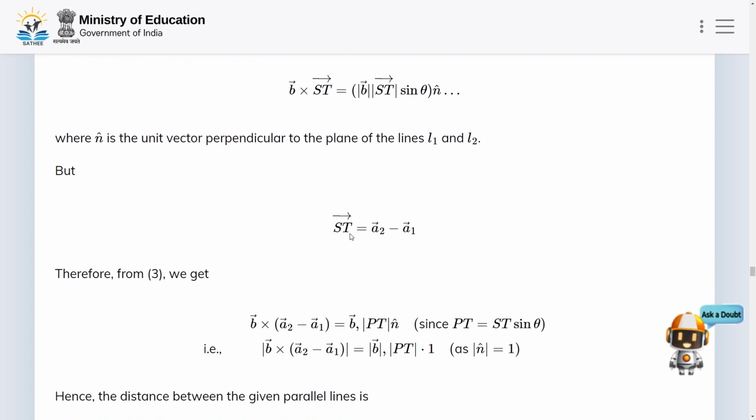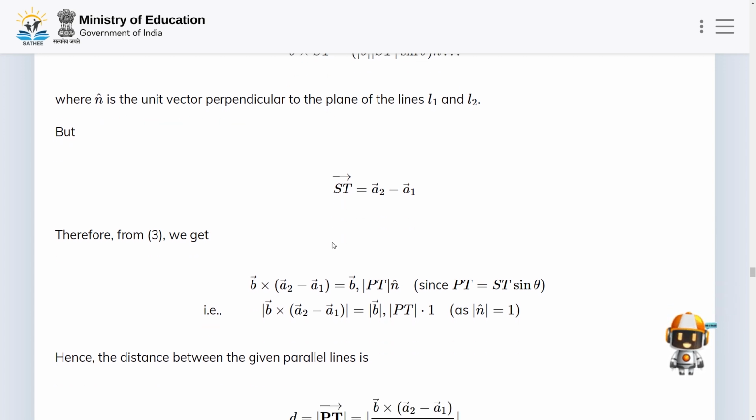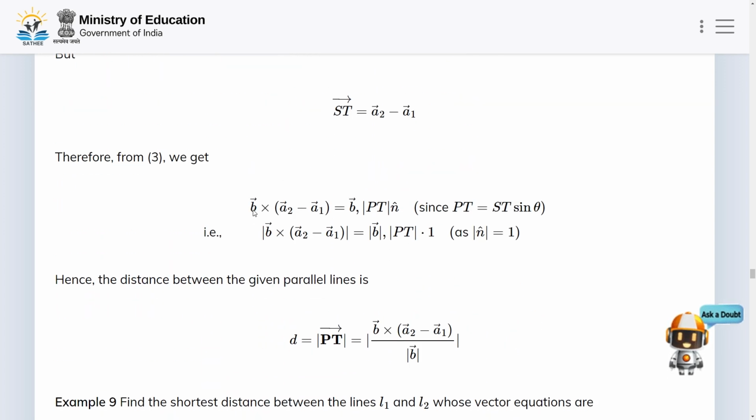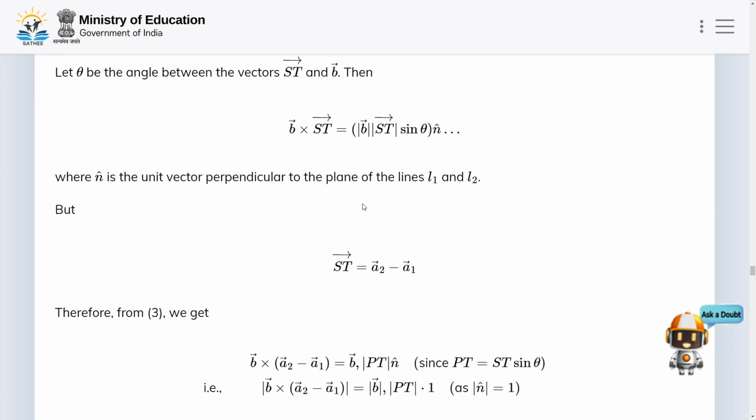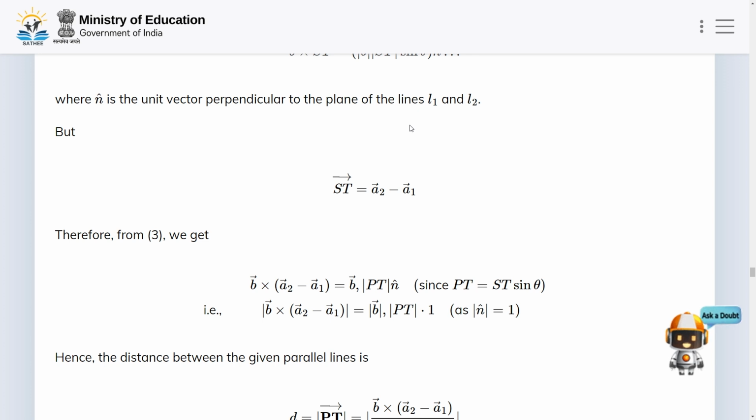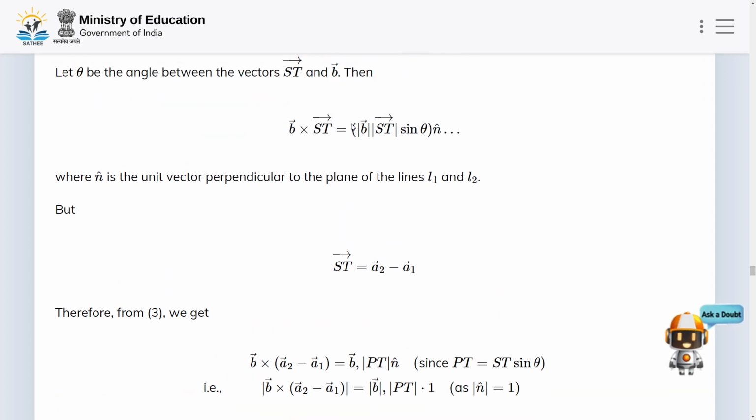Now we know that the ST vector is equal to a2 minus a1. Just put that in place of ST. You will have b cross product with a2 minus a1 is equal to modulus of b times the n cap vector. Now, as you can see, what we have just used, ST sine theta, we can replace by just PT.